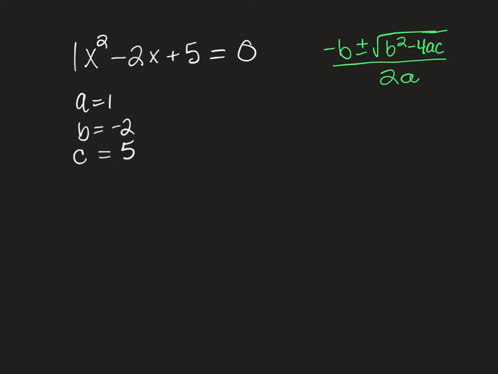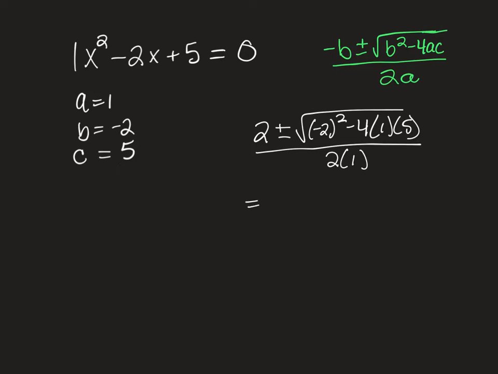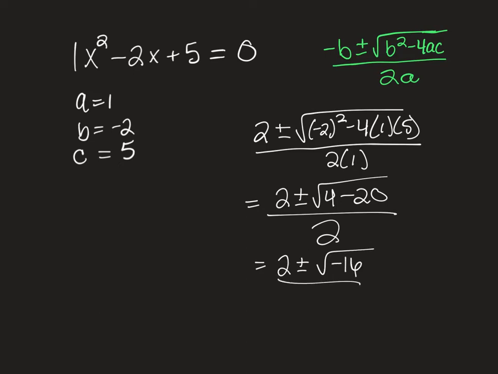So that means we're going to have 2 plus or minus the square root of negative 2 squared minus 4 times 1 times 5 over 2 times 1. So we get 2 plus or minus the square root of 4 minus 20 over 2. Then we get 2 plus or minus the square root of negative 16 over 2. The square root of negative 16 is 4i. Then you can divide 2 and 4 by 2, so you get 1 plus or minus 2i. That was real quick.